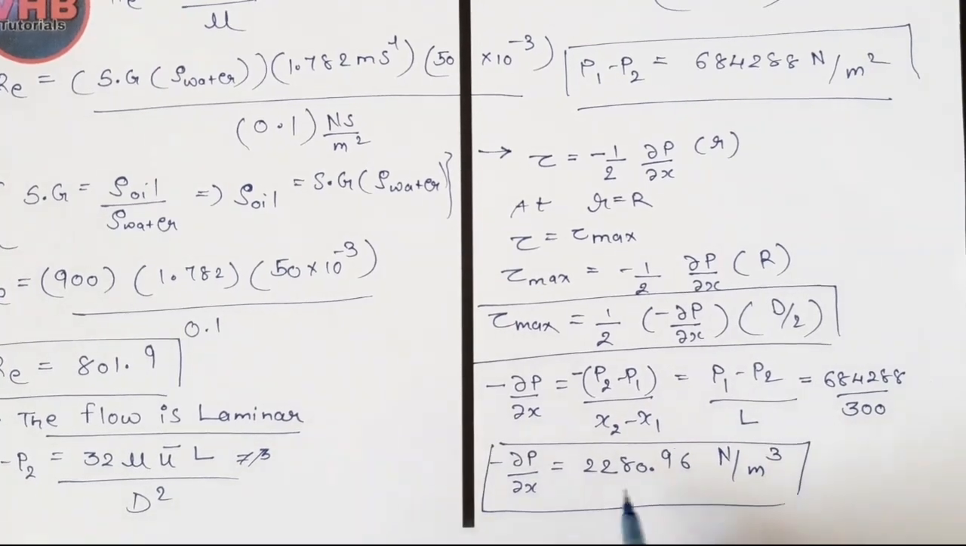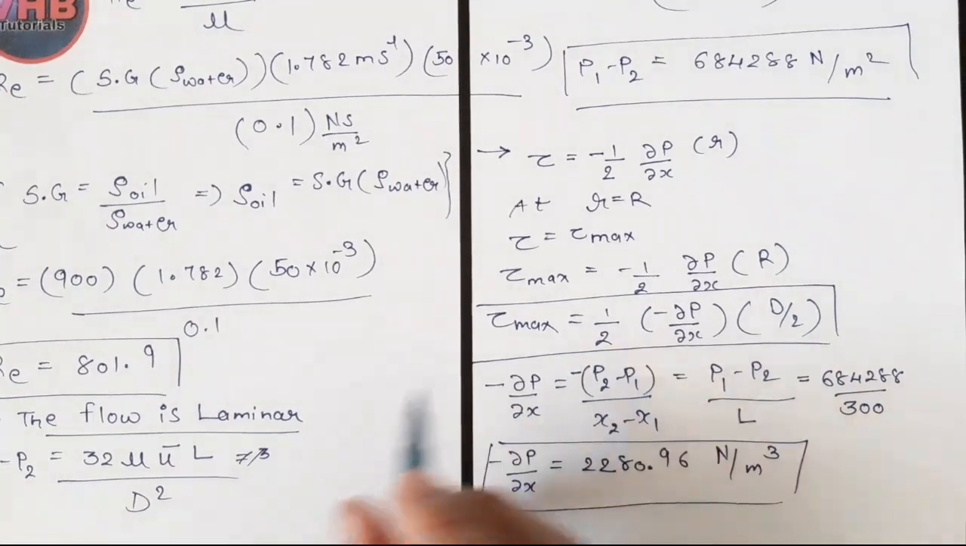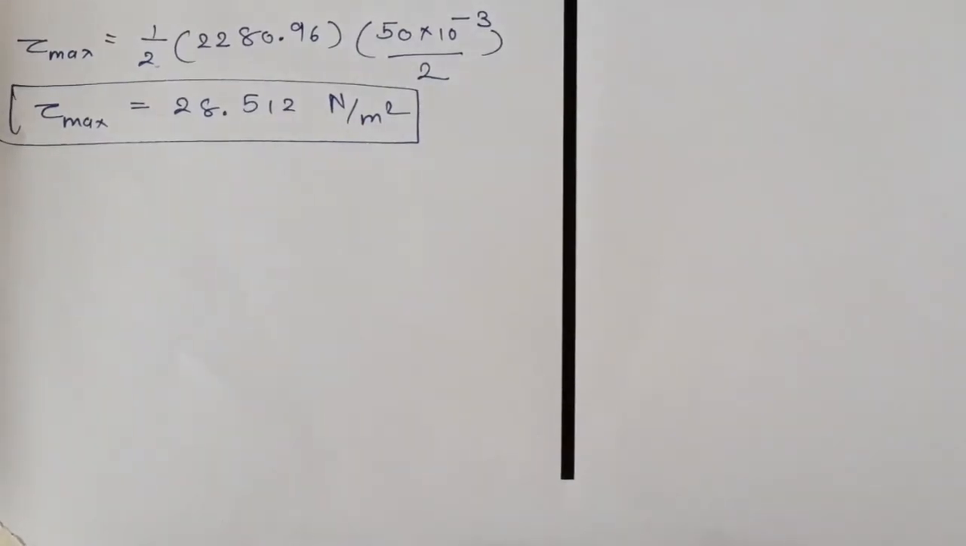This is minus del P by del X. Now substitute it in the above equation of tau max. By substituting del P by del X in the equation of tau max, we get tau max equals 28.512 Newton per meter square.